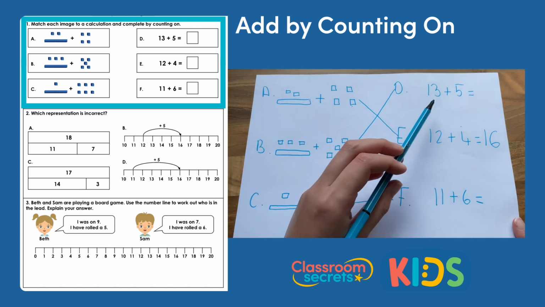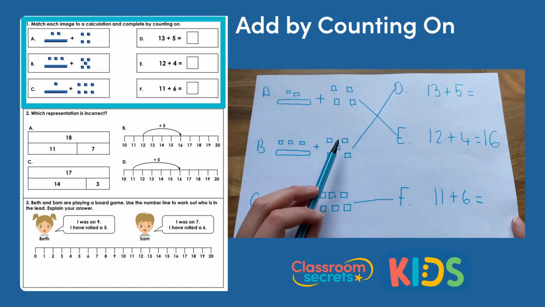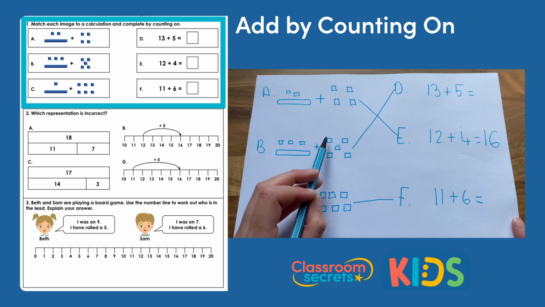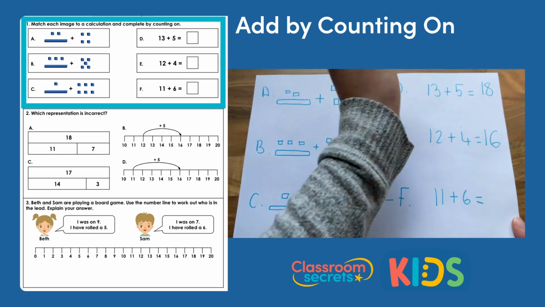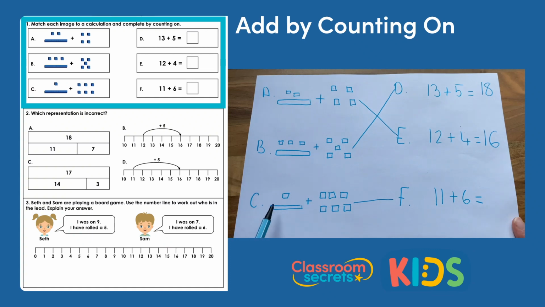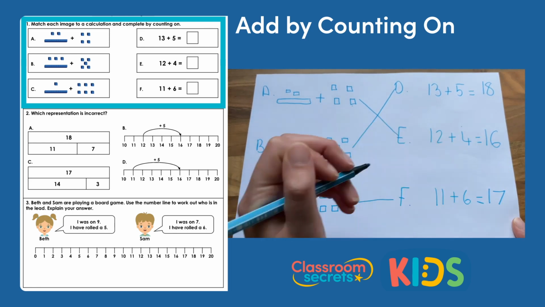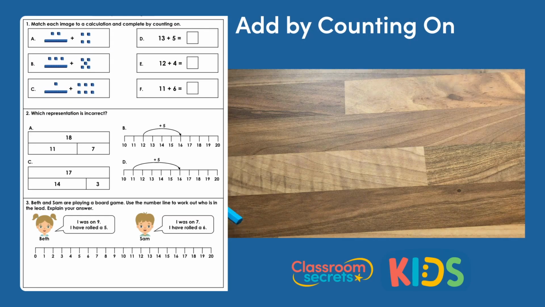Moving on to this one then, 13 add 5, 13 and counting on. 13, 14, 15, 16, 17, 18. Okay, and the final one, 11, and then 6 more, counting on from 11 then. 11, 12, 13, 14, 15, 16, 17. 17. Okay, the next question then.